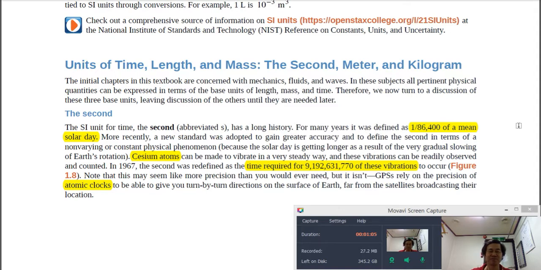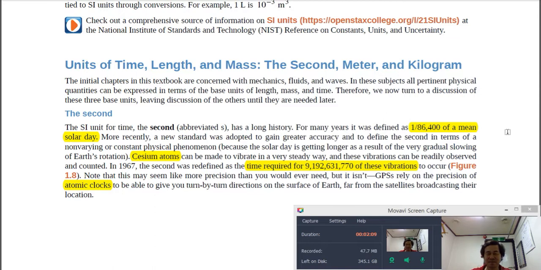So we need to define how long 1 second is, and how long 1 meter is, and how heavy 1 kilogram is. So for the 1 second, it was defined based on the rotation of the Earth. So you know, 1 day is 24 hours, and the 1 hour is 60 minutes, and 1 minute is 60 seconds. Then we can see that 1 second is 1 over 86,400 of one solar day.